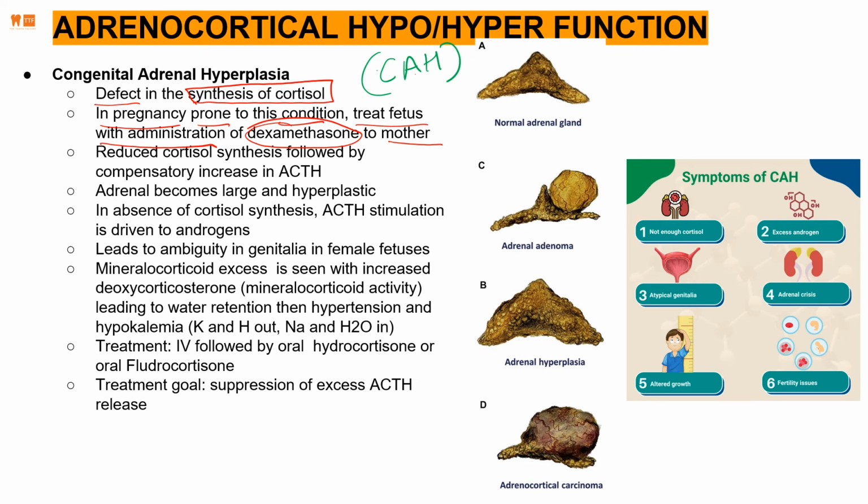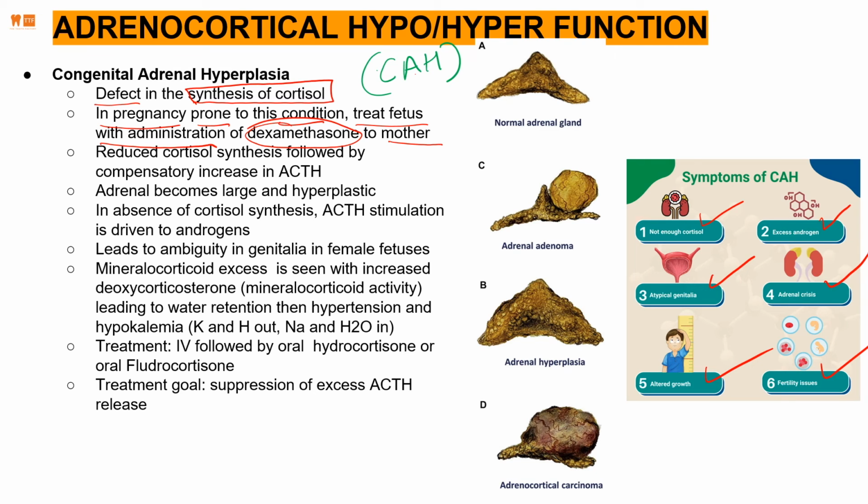Otherwise, the child is going to have... And what are the symptoms? Not enough cortisol release, excess androgen release. Therefore, the genitalia of the fetus will be ambiguous, atypical in nature. Adrenal crisis, the adrenal insufficiency we were just talking about in the previous slide. Retarded growth, which is altered, shortened growth. Fertility issues in the fetus. Therefore, dexamethasone is really, really good.